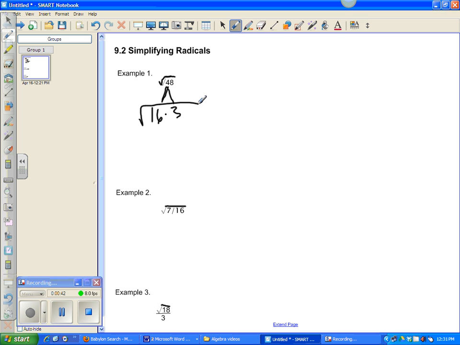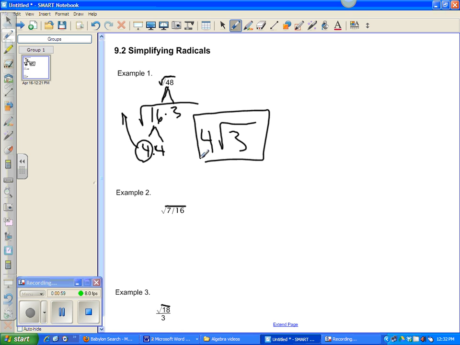I know that 16 is a perfect square, and a perfect square is 4 times 4. And if I have a perfect square, I can move one of the numbers outside of the radical, which gives me 4 square root of 3. And that is the simplest form of the square root of 48.